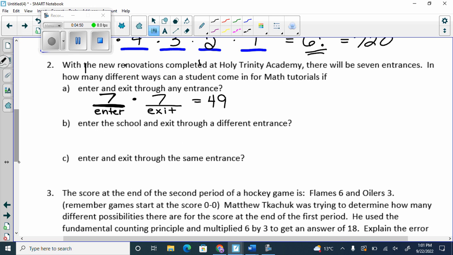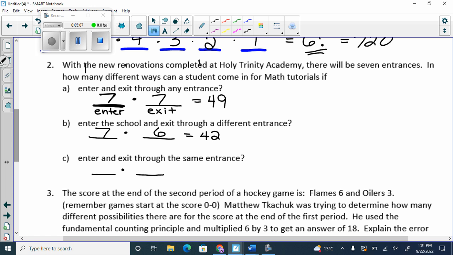Cool. Now I have to enter and exit still, but through a different entrance. So I still have how many ways to enter? But now how many ways do I have to exit, because it has to be a different one? 42.